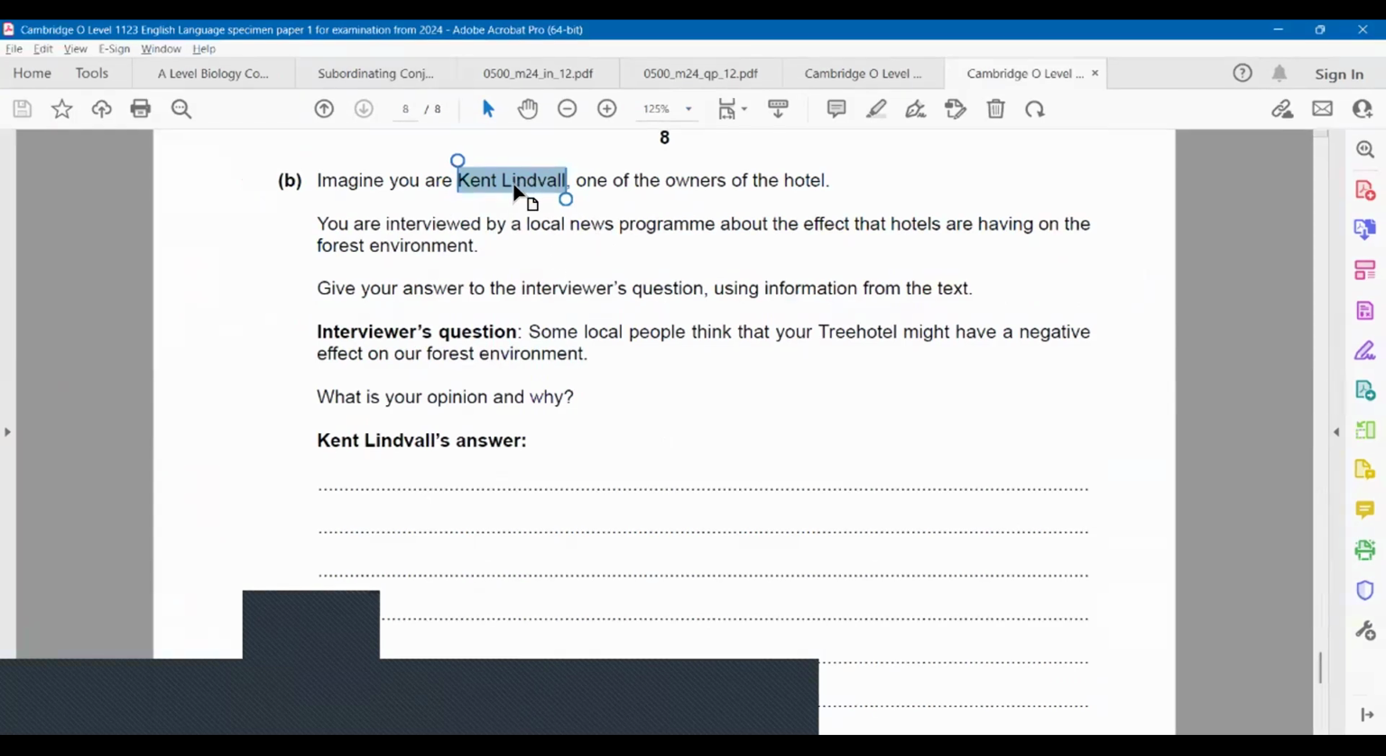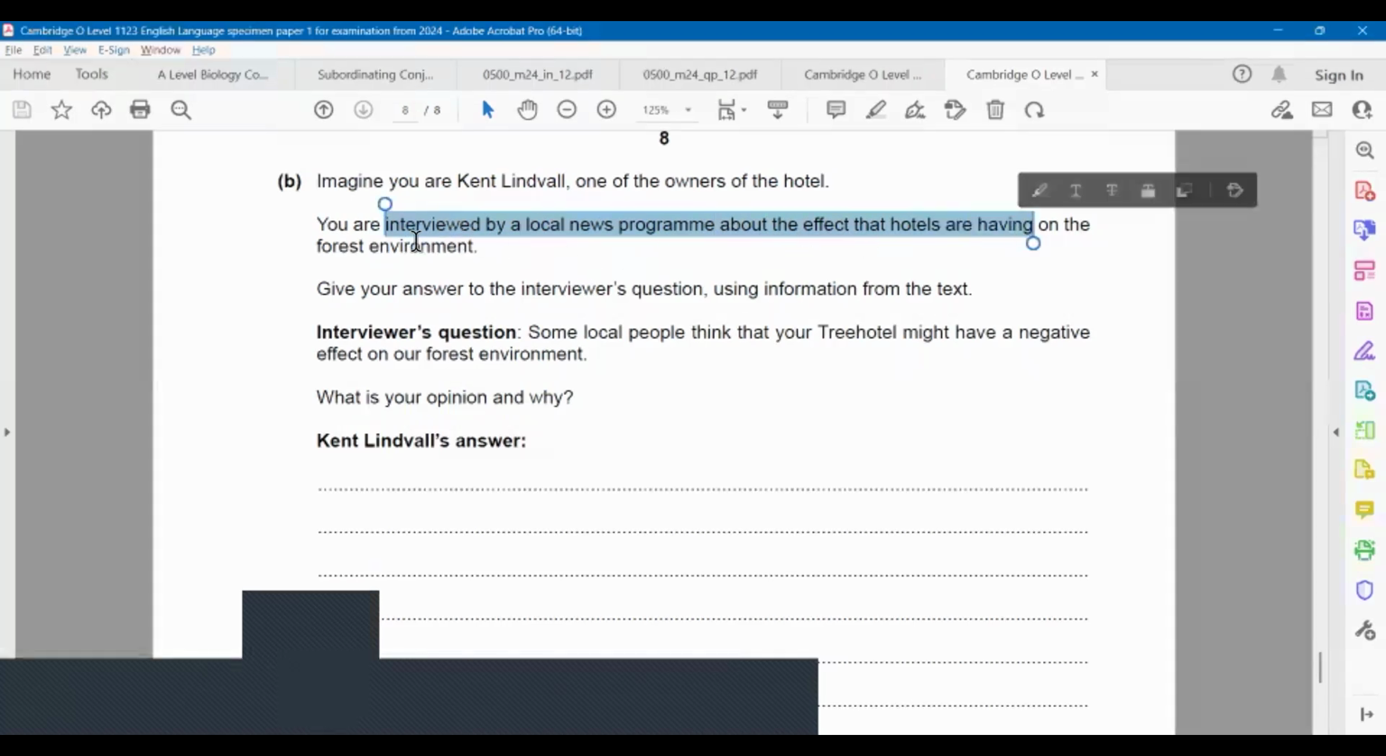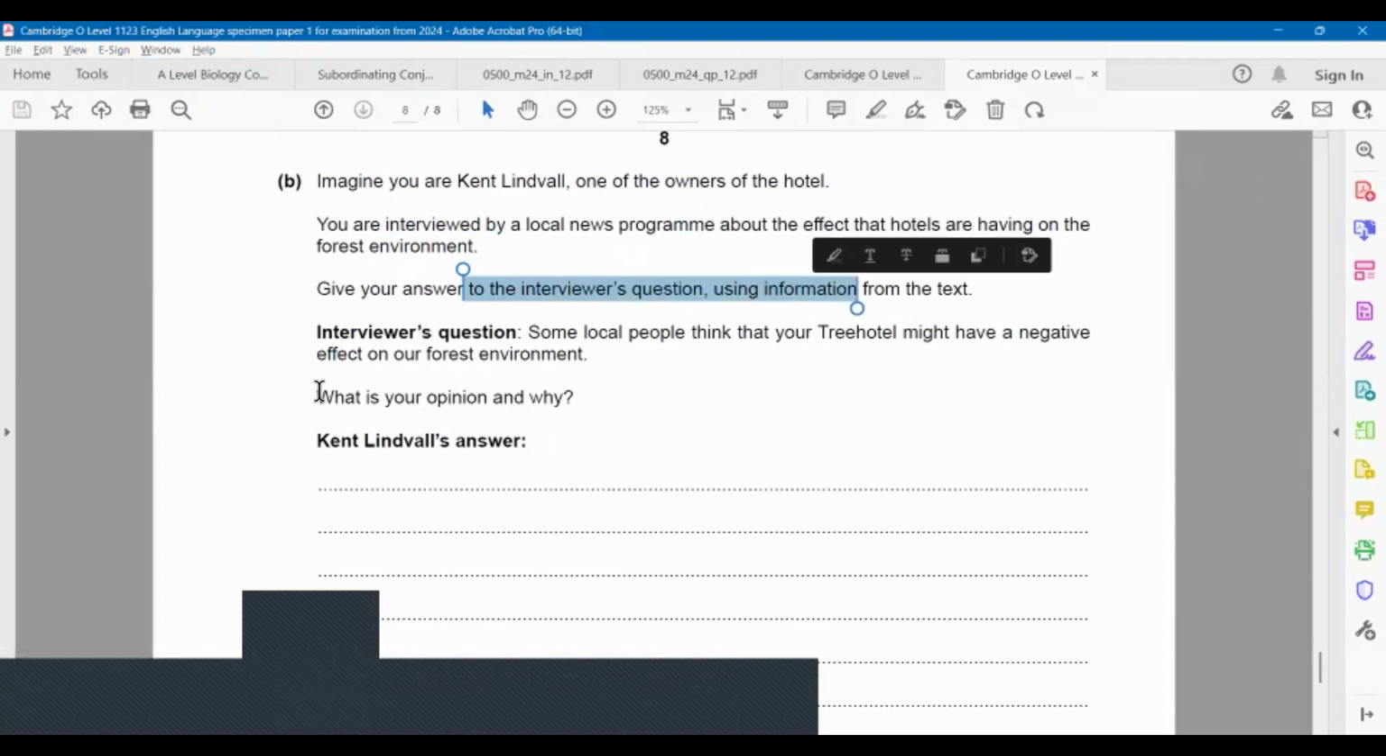So this person is the owner of the Tree Hotel, right? And there's a bit of role play. Imagine you are this person. You were interviewed by a local news program about the effect the hotel is having on the environment. Okay, fine. What's the question? They're asking you a question. They want your opinion. Here's the question.